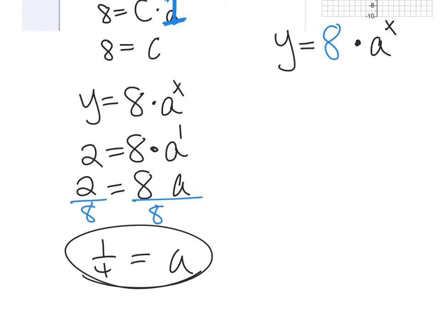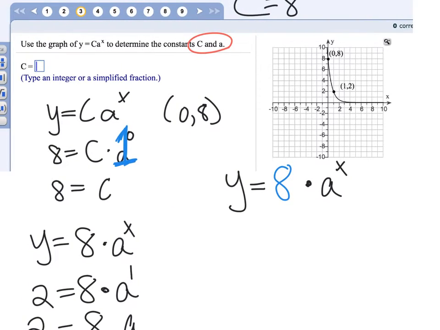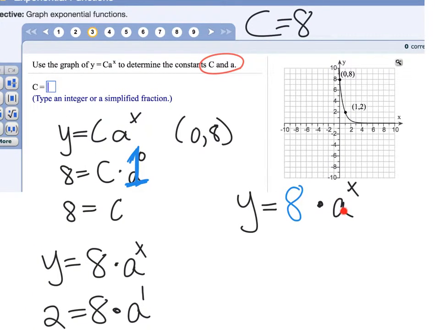So that means, going back to our equation here, that means this A can be replaced by 1/4. And this is what you're going to type in. Well, actually, not the whole thing.